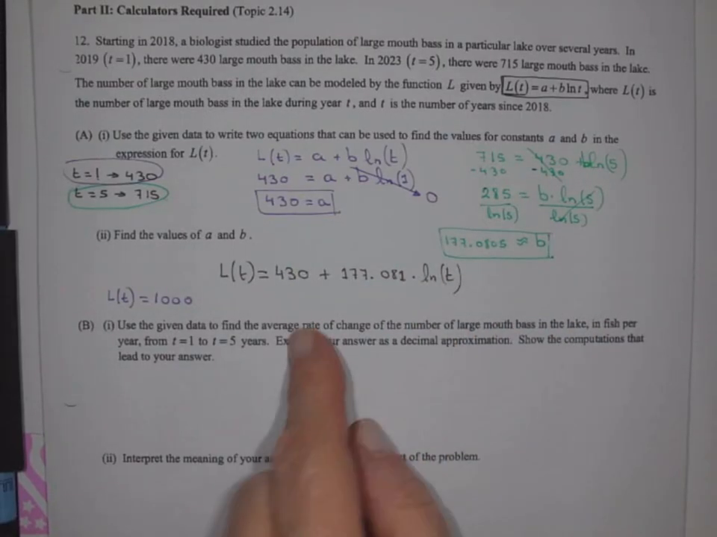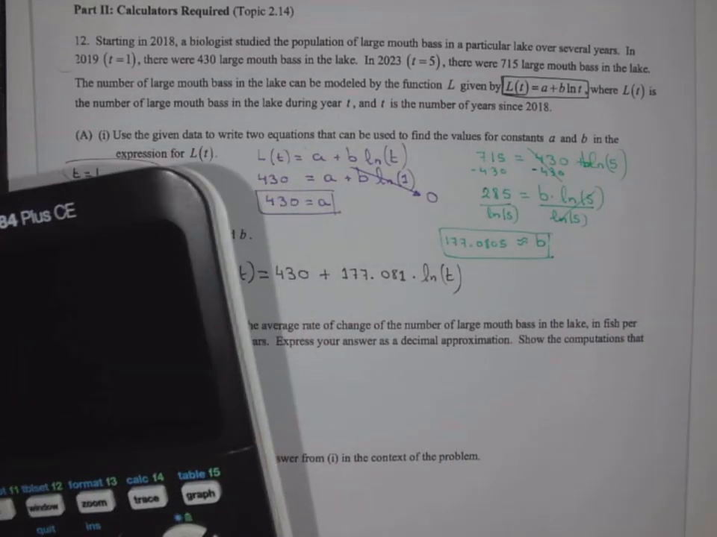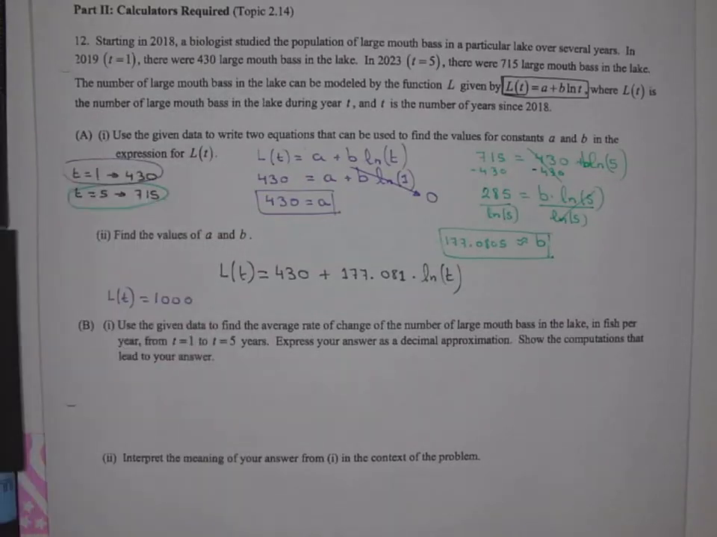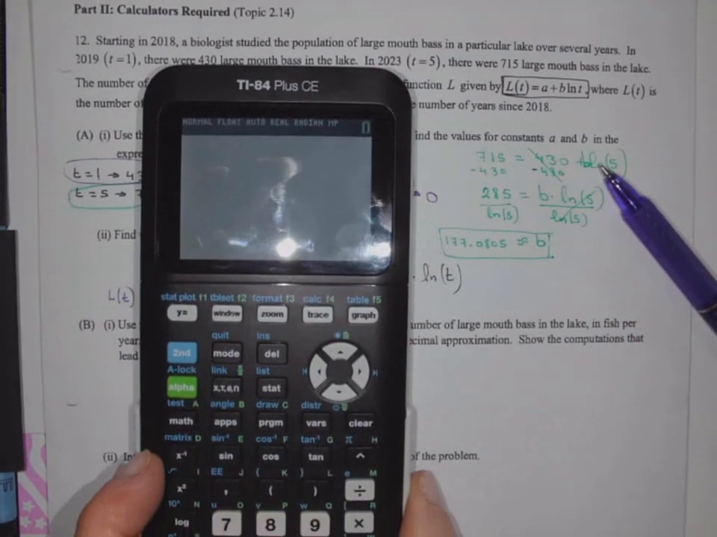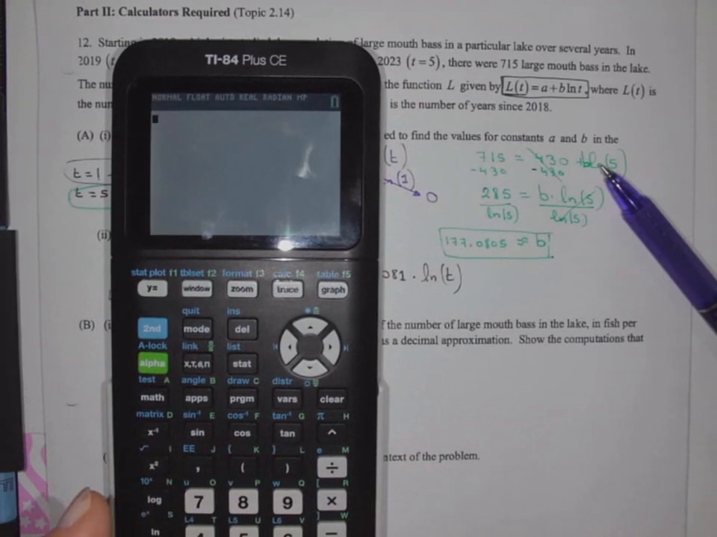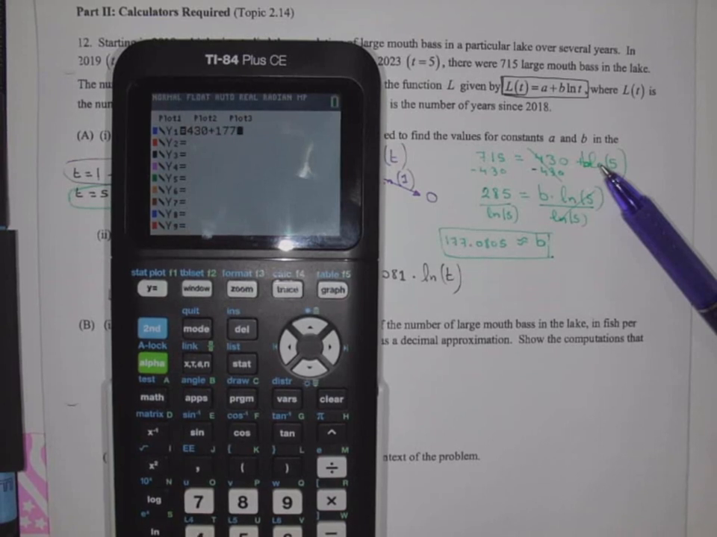Okay, so to do that, I'm actually going to put that in my calculator. Actually, we don't need to put it in the calculator, but I just want to show you, so I'm going to do it anyway. So in the calculator, I'm going to enter my equation. In y equal, I'm going to say I have 430 plus 177.081, we said, times the natural log of x, right? We're going to use x in the calculator. And below, I'm going to enter the 1,000. And now I'm going to graph all of that.